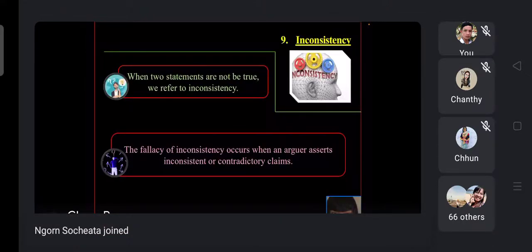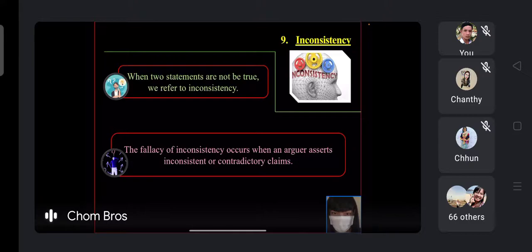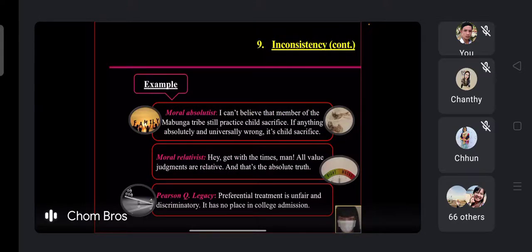My point, I want to respond about inconsistency. When two statements cannot both be true, we refer to inconsistency. The fallacies of inconsistency occur when an argument is inconsistent or contradictory. For example, there are examples from the books.